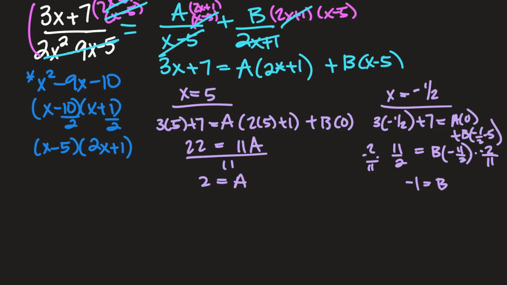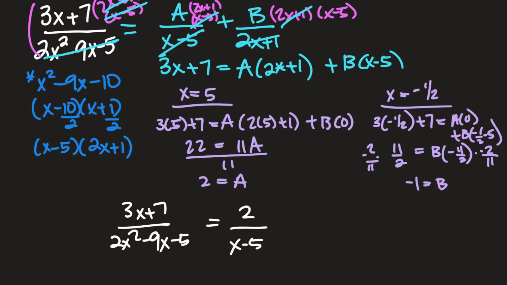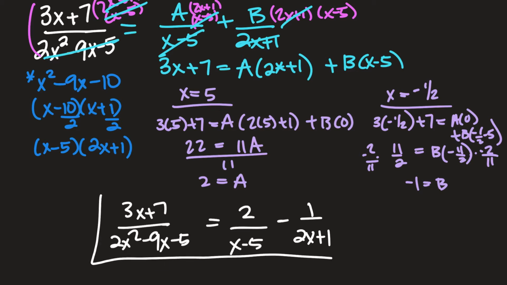So the last thing that I have to do is just to write it as my answer. So I write my original problem, 3x plus 7 over 2x squared minus 9x minus 5 is equal to a over x minus 5, so 2 over x minus 5, minus, just because this is a negative, I'm going to change this plus to a minus so that I don't have to put a double sign, 1 over 2x plus 1. And that's it.